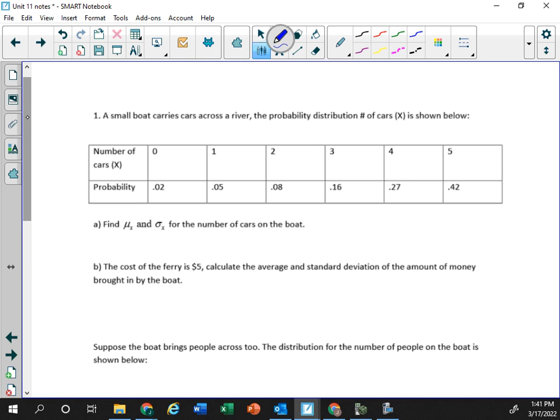All right, guys, so we've got a small boat carrying cars across a river, and the probability distribution for the number of cars is shown below. So 0 cars, 0.02, 1 car, 0.05, all the way up to 5 cars is 0.42. I want you to find mu and sigma for the number of cars on the boat. Now, probabilities matter this time. Is this saying that the probability of there being 0 cars is 2% or 0.4? Yep. So you guys are going to use your calculator for this again, the 1-var stat.